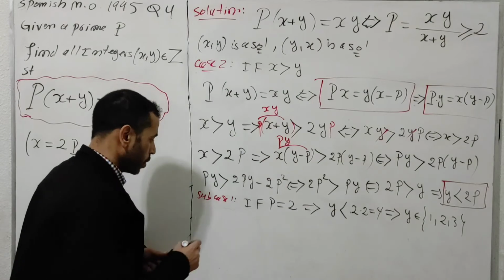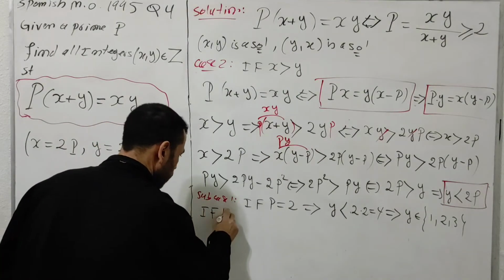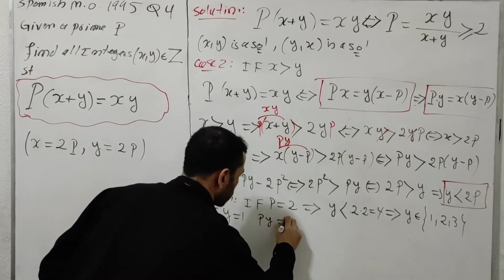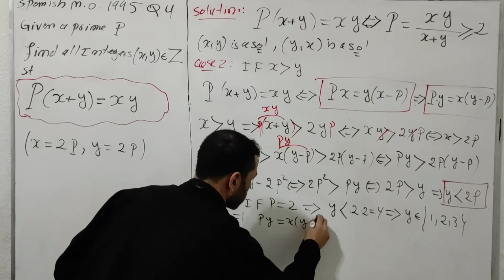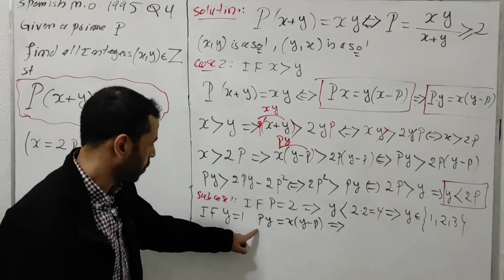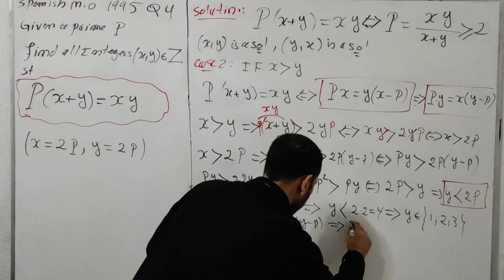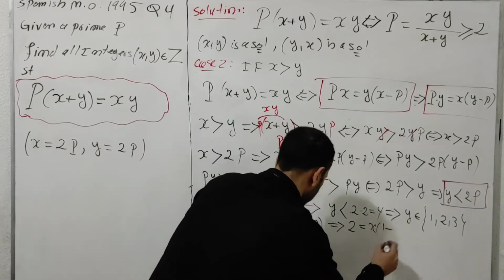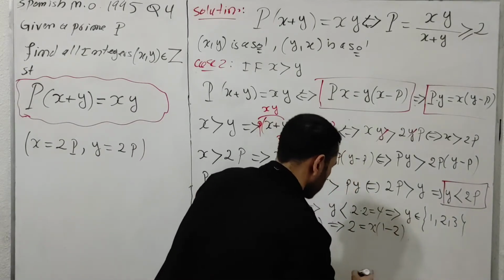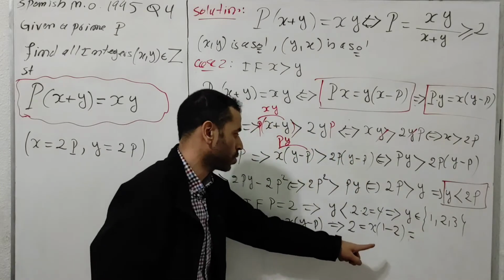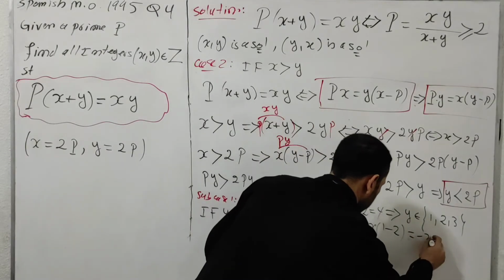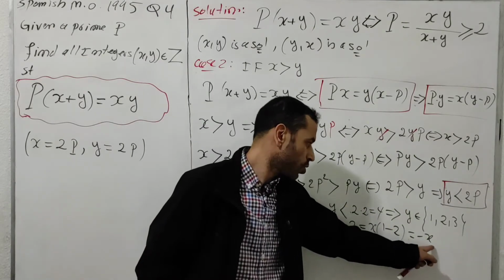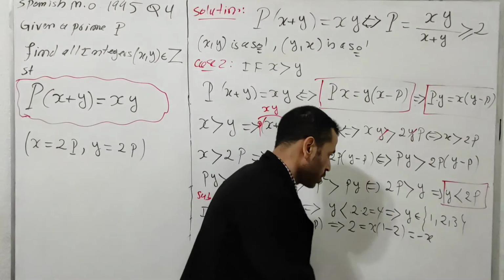Now if y is equal to 1, I have this equation, p multiplied by y equal to x multiplied by y minus p. By replacing p with 2 and y with 1, I will get 2 equal to x times 1 minus 2. I will get here 1 minus 2 equal to minus 1, which is minus x. It's impossible to have 2 equal to minus x, because x is strictly superior than 0. It's impossible to have this solution.